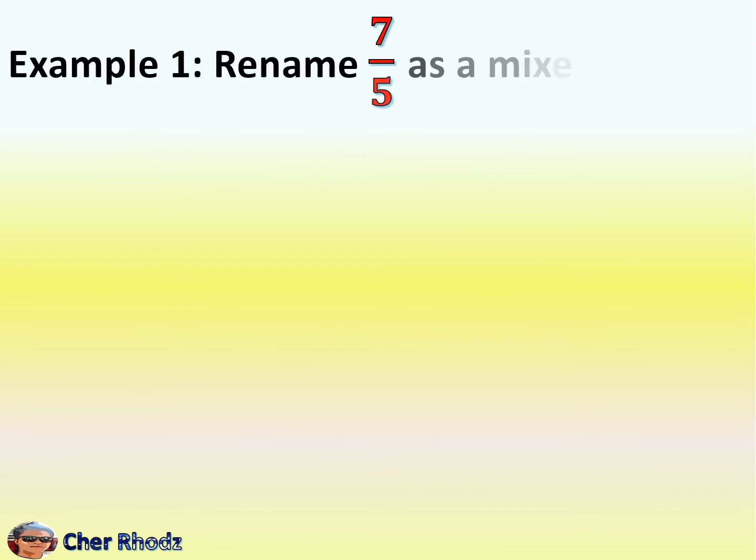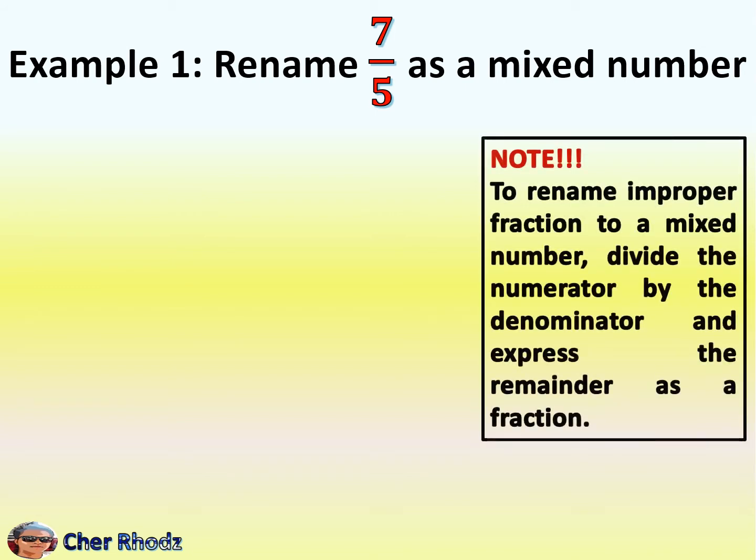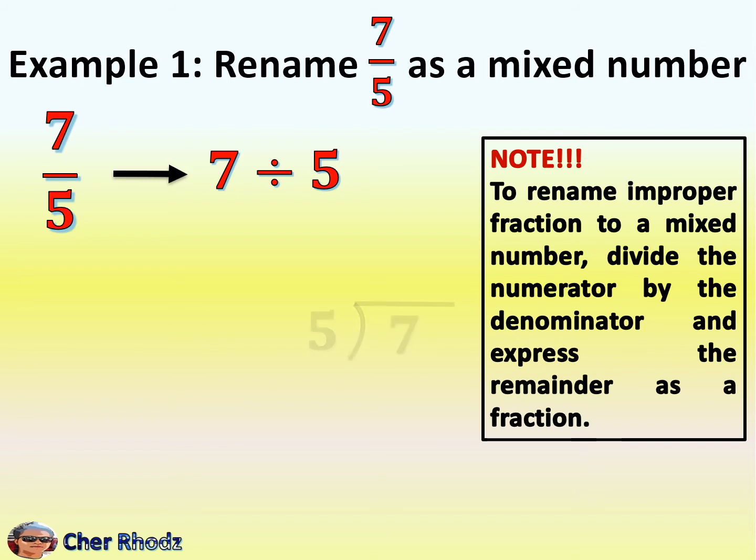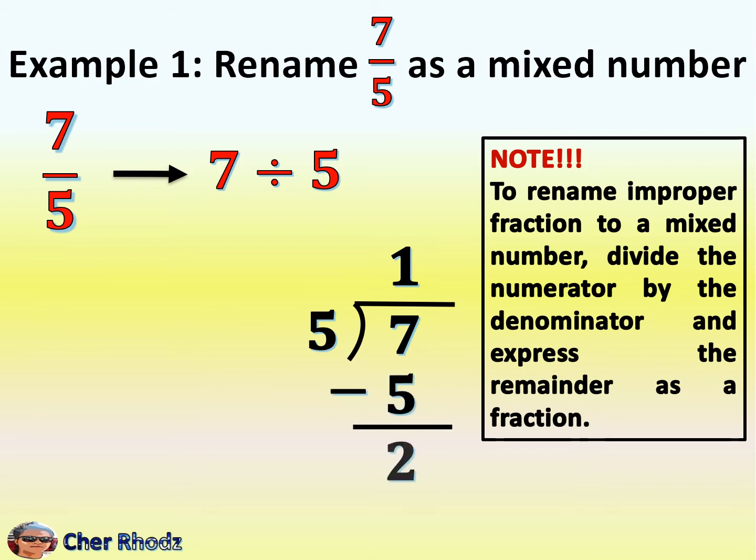Let's take a look at this first example. Rename 7/5 as a mixed number. In doing such task, always bear in mind that in renaming an improper fraction to a mixed number, divide the numerator by the denominator and express the remainder as a fraction. With this, we can now rename 7/5 to a mixed number by dividing 7 and 5. Performing the operation, we get a quotient which is 1 and a remainder of 2.